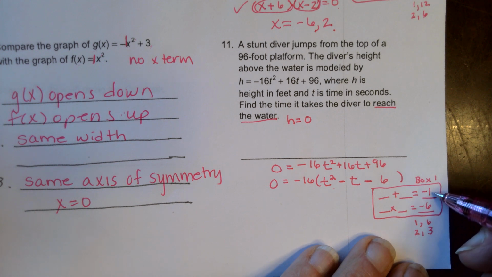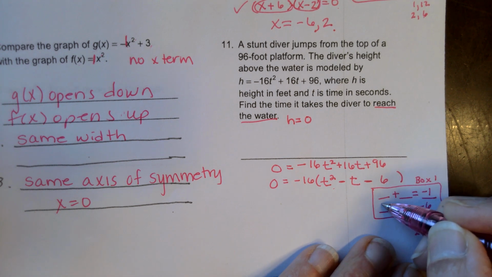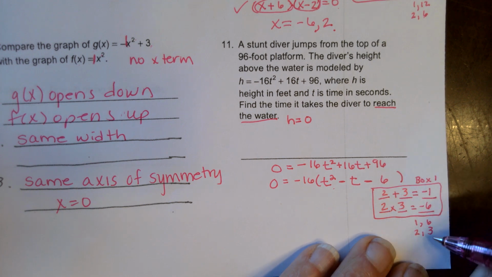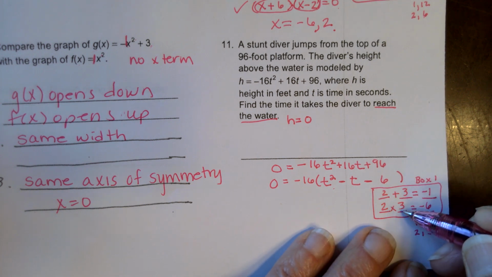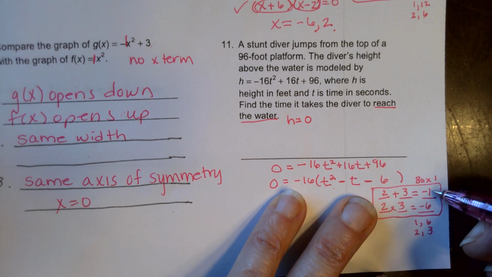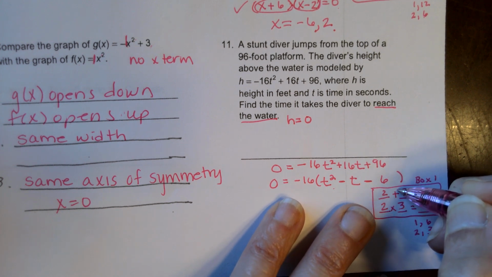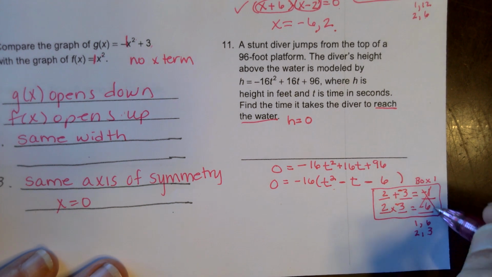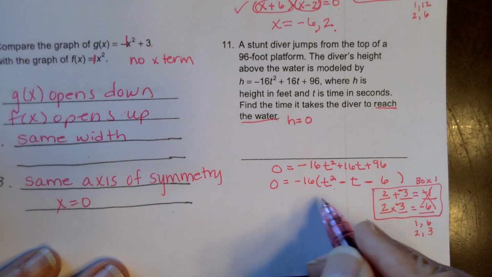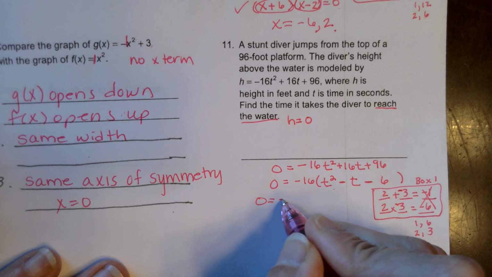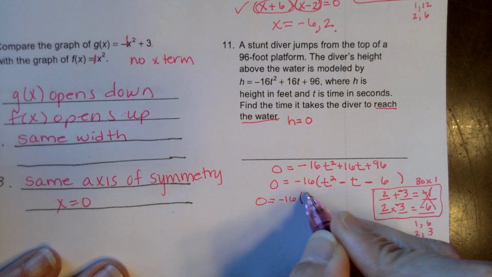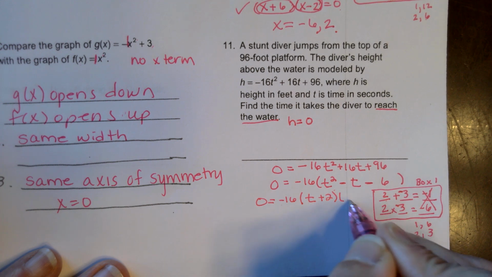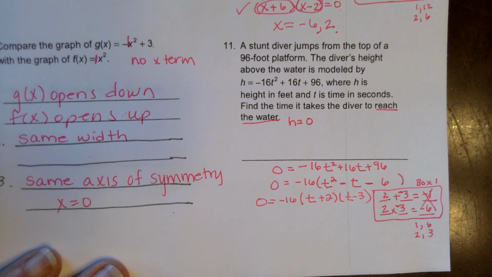Ding dong, right there. But I got to make sure I get the sign right. So I'll put them in there and then figure out the sign. I got to get a negative, so one of them has to be negative. Now which one would have to be negative to get a negative 1? Right, a negative 3. So, done with those. So I go over here now and pop that in. 0 equals negative 16 times t plus 2 and t minus 3.